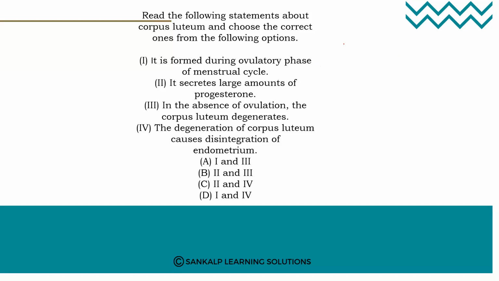Fine. So the first one, it is formed during ovulatory phase, not during ovulatory phase. It is formed during luteal phase. So first statement is wrong. Second is correct. In the absence of ovulation, corpus luteum degenerate, that is wrong, because corpus luteum does not just degenerate. It forms into corpus albicans. So the degeneration of corpus luteum and formation of corpus albicans causes disintegration of endometrium. So option C is the right answer. Second and fourth.